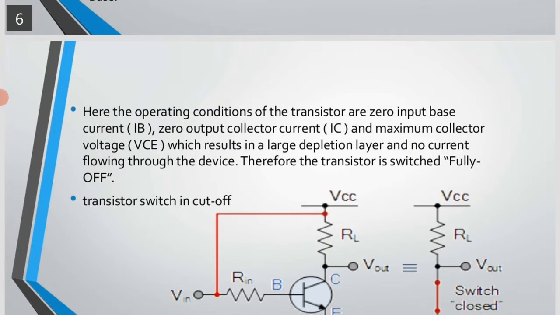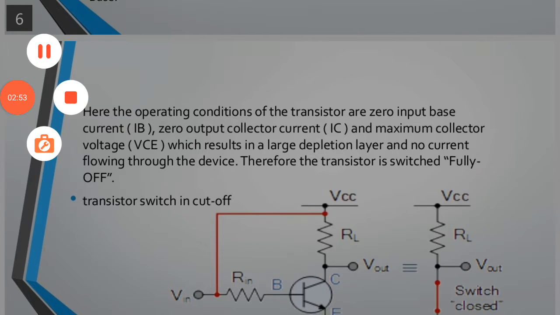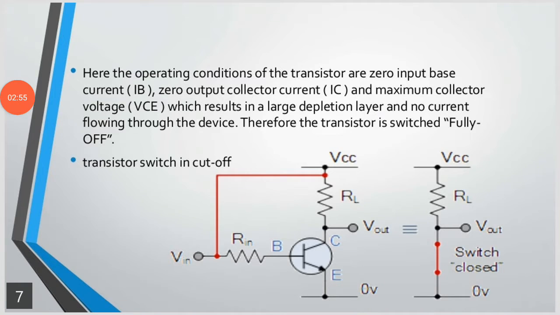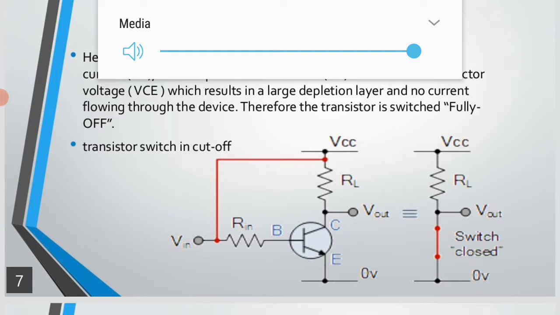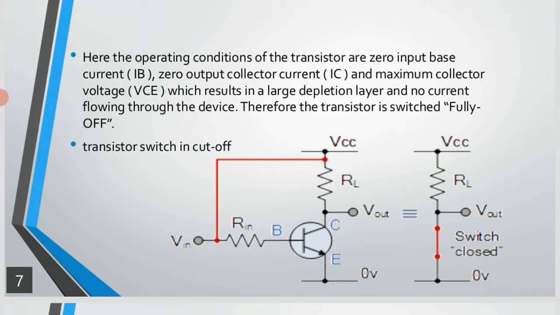Here the operating conditions of a transistor are 0 input base current IB, 0 output collector current IC, and maximum collector voltage VCE, which results in a large depletion layer and no current flowing through the device. Therefore, the transistor is switched fully off. Transistor switch is in cutoff. As shown in the figure, the switch is open.